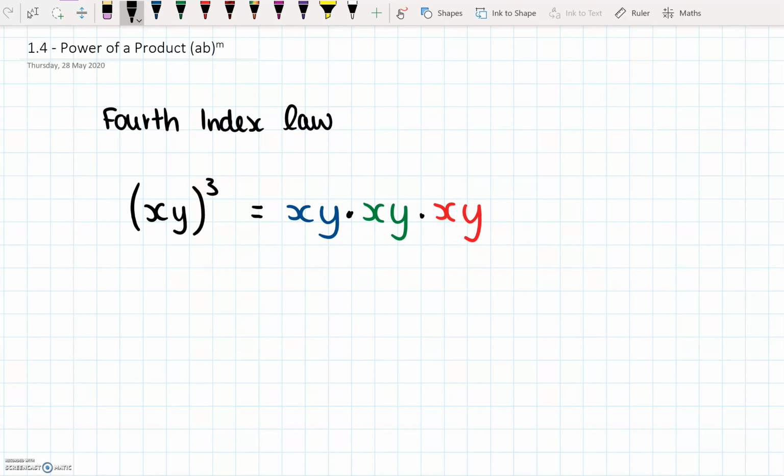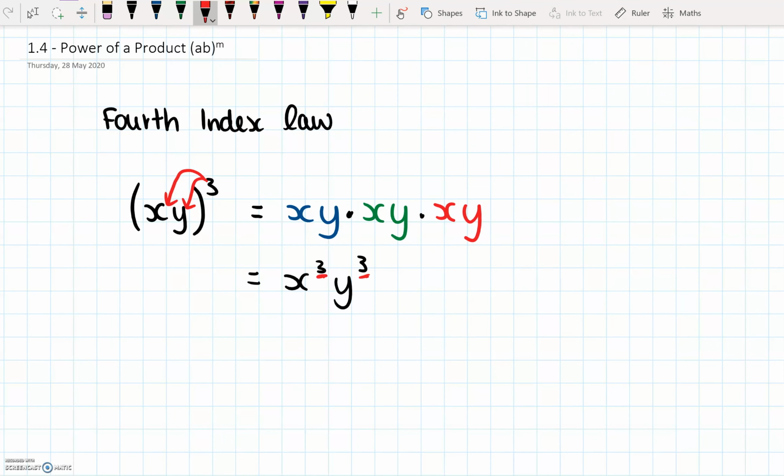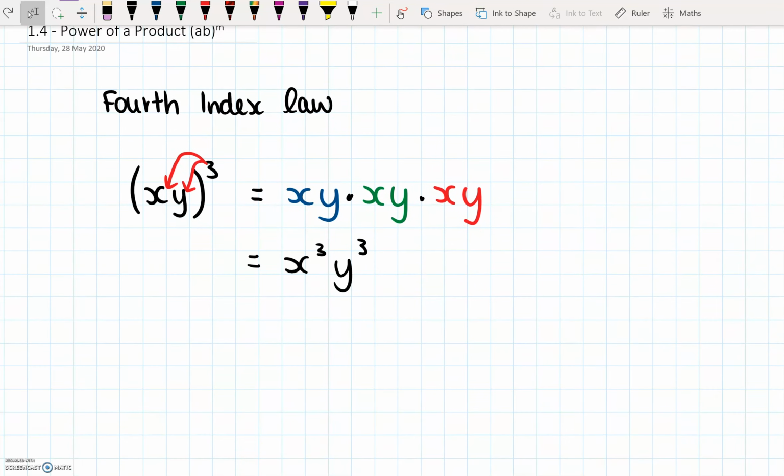So in total, how many x's do we have? If we put all the x's together, we have 3 x's, so we have x cubed. And how many y's? We have 3, so we have y cubed. What you can see here is that we had to apply the 3 to the x and also to the y, and that's how we ended up with these 2 3's here.